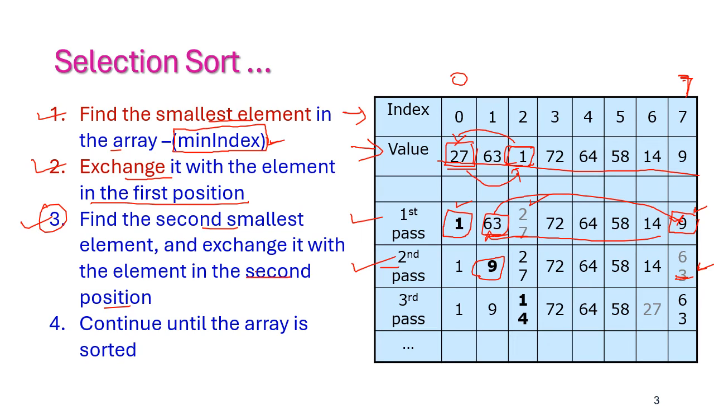And the next smallest value is 14. That 14 will be replaced with this 27. So at the end of the third pass, 14 will be placed in its right place and 27 will be exchanged here. And these steps will be continued until all the data elements get sorted. This is the fourth step.